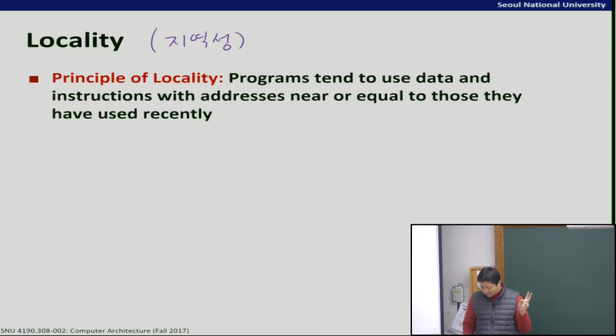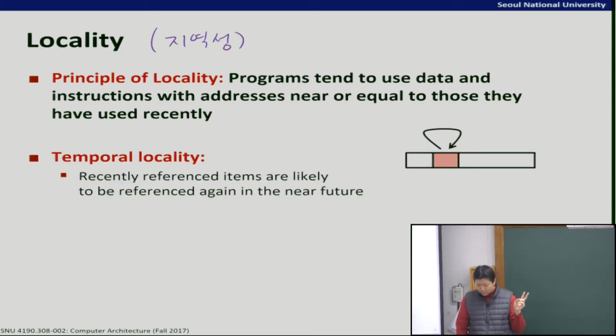There are two flavors of locality. The first one is temporal locality, which I just explained. Once you access a certain piece of data or instruction, it's very likely that you're going to access the same piece of instruction or data again in the future. That is called temporal locality, locality in time.